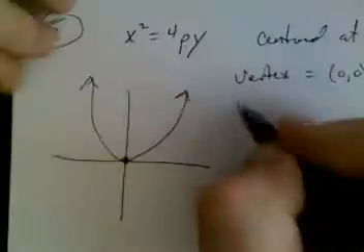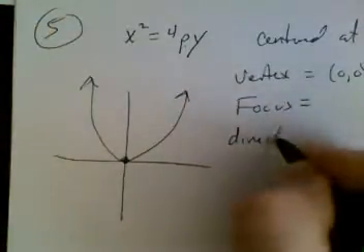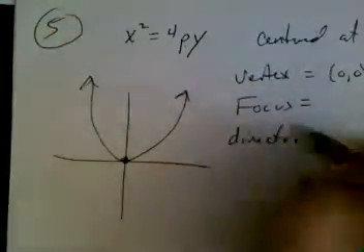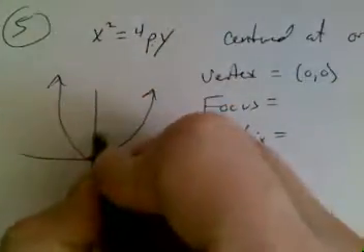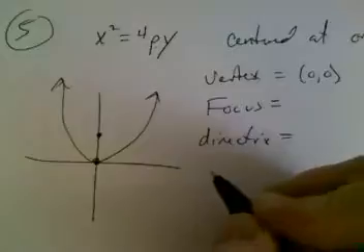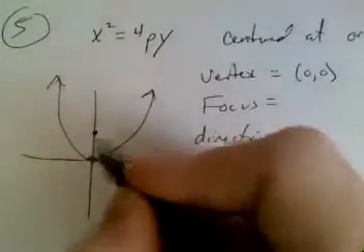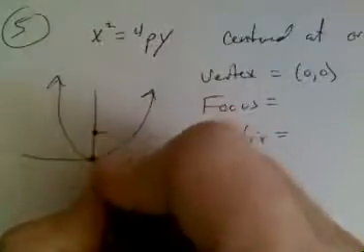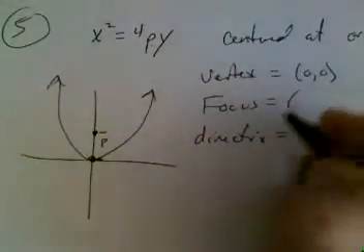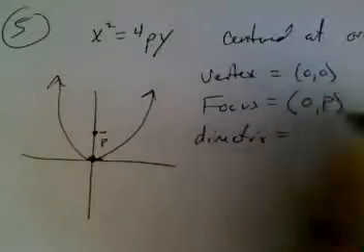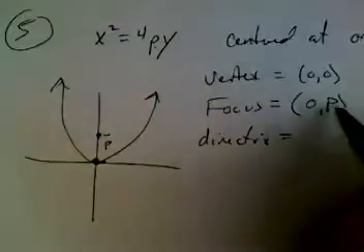Well, the focus and the directrix come from this value of p. The focus has to sit directly above the vertex, the origin. In this particular situation, it sits directly above. How much does it sit directly above? It sits that value of p. So the focus then is going to be 0, comma p. I'm going to add p to the y value. That's what's going to change.